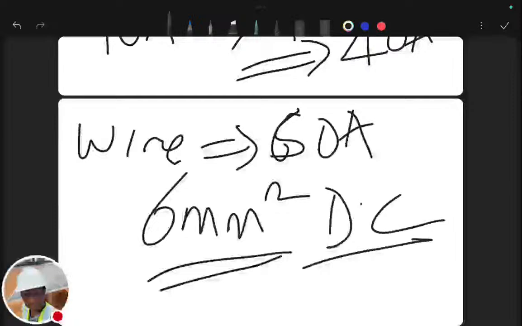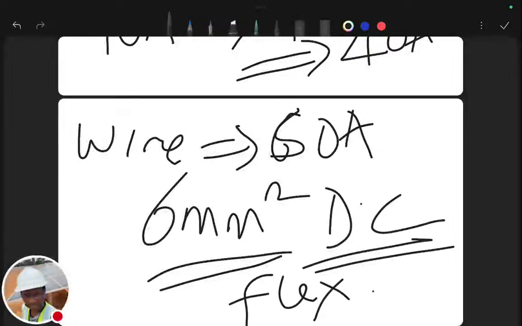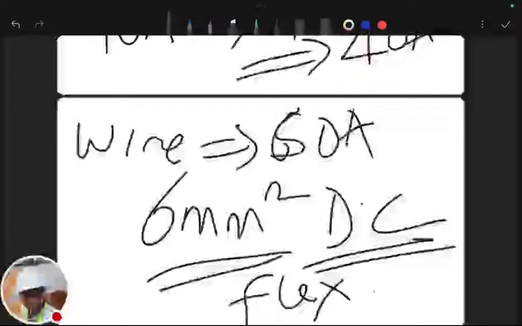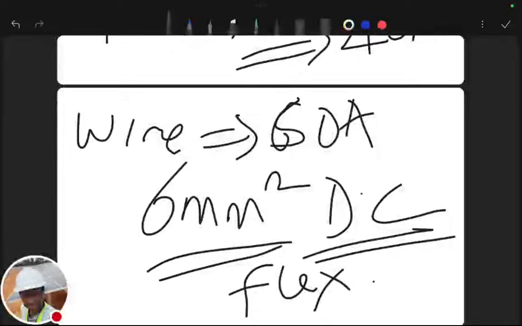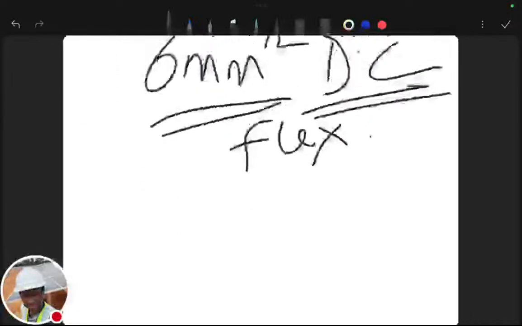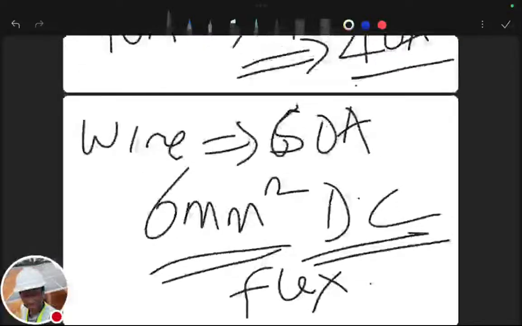By the way, it should be a DC cable, and it should be flex. Don't use single core, because this is a low voltage, high current system. If it were a series connection with an MPPT controller, you could probably use single core, though you should always use flex, but I'm telling you because of what we said in the last class. So we have determined that we are targeting 40 amps of current.